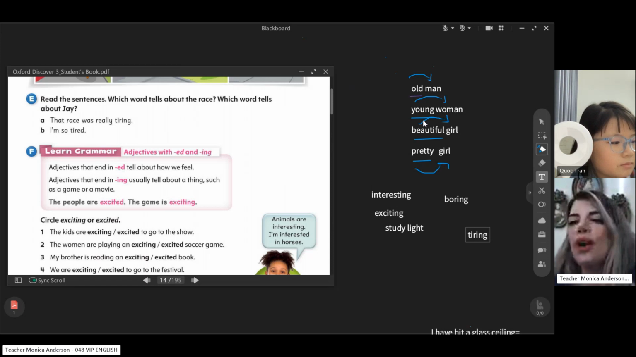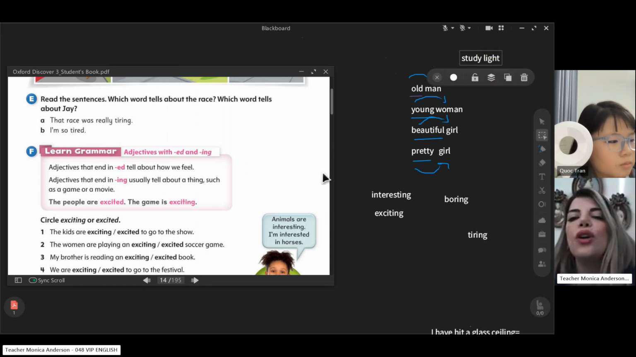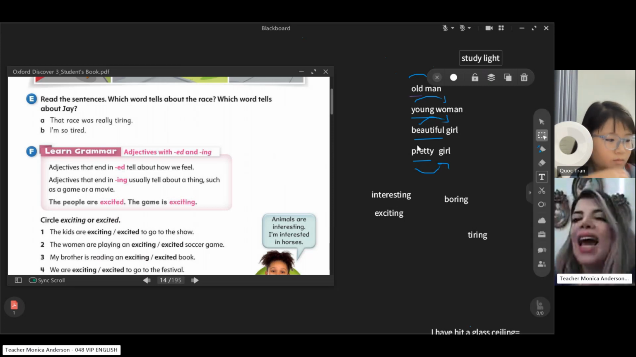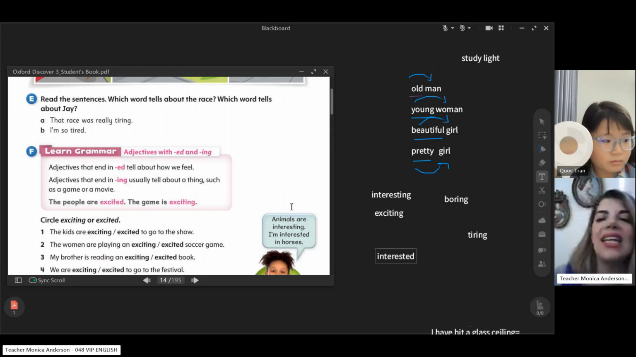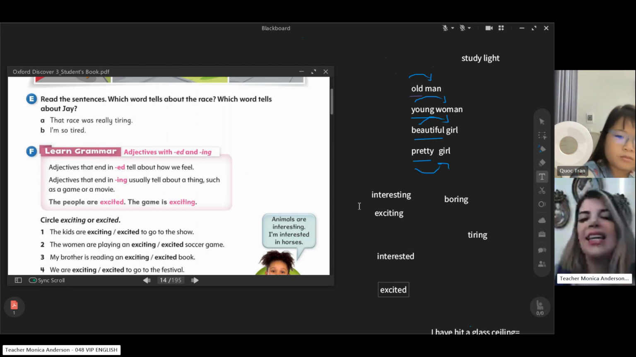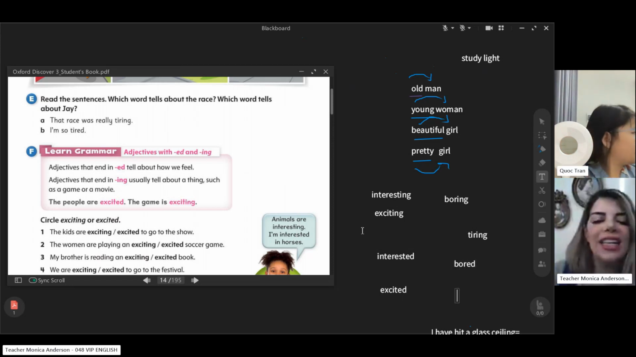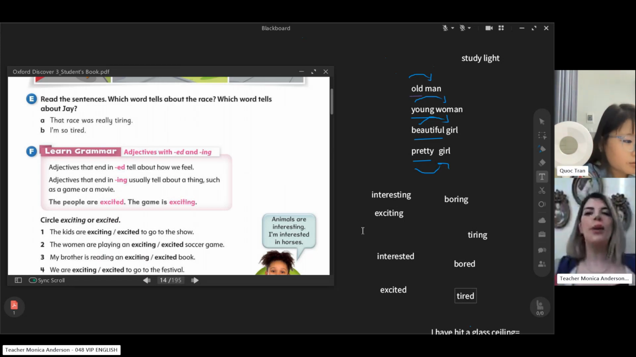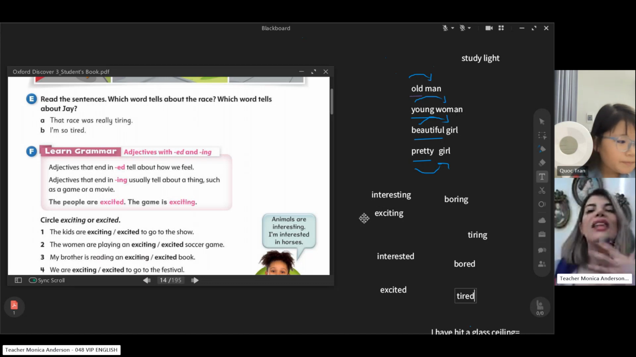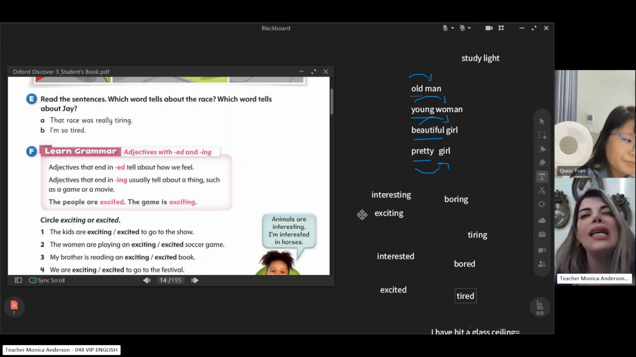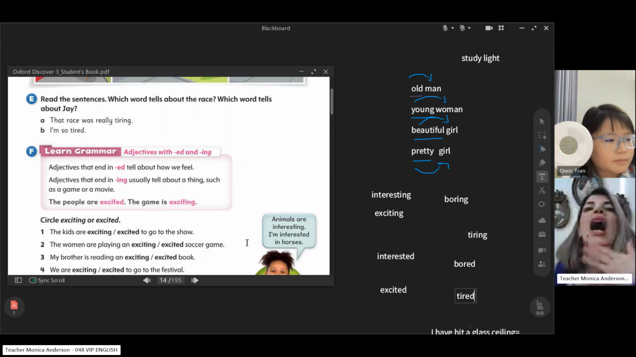Okay, these words are also adjectives, but we have another form of these adjectives, like interested, excited, worried, tired. But what's the difference? Now we're going to learn the difference. When I say bored, this adjective describes something about me, how I feel. For example, I say, oh, I'm really bored. This movie was really boring. So I am bored. I am interested.